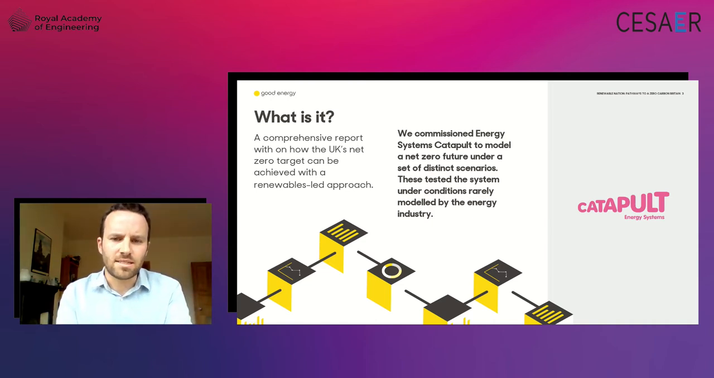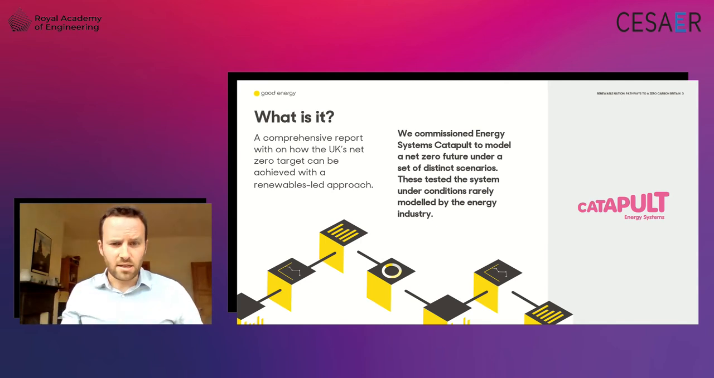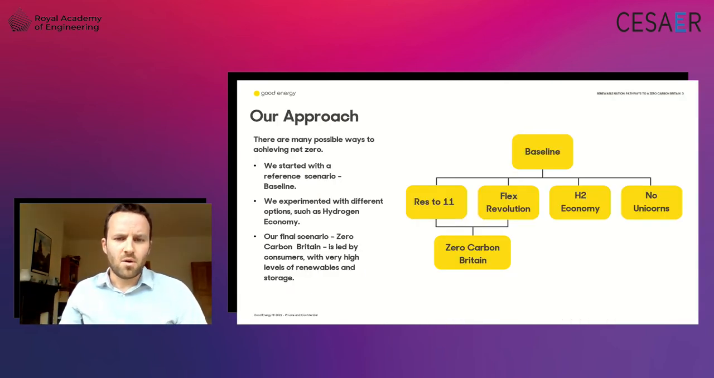We commissioned ESC to model a net zero future under a set of distinct scenarios, ones which we felt were rarely modeled by the energy industry, one which really focused primarily on how you'd get there using renewables. How would we do it? How would we just go all out for renewables rather than thinking that maybe we'd build new nuclear plants, or whether or not we'd have any other technologies to support us? The next slide illustrates a little bit about what those scenarios were.